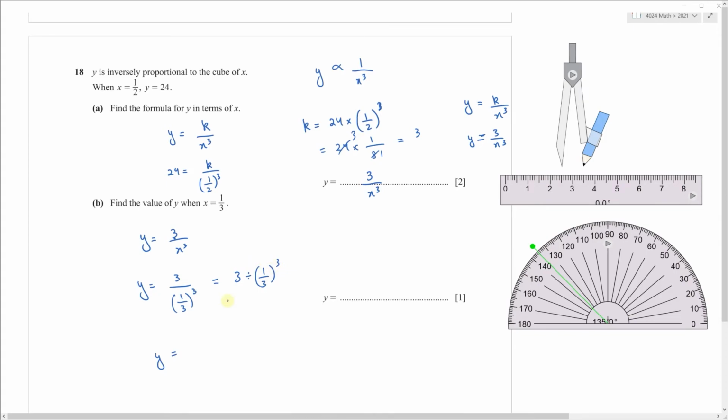So if I open the bracket, I get 1, 3 power 3 is 27. Now if I change this to a multiplication sign, I get 3 into 27. I have to take the reciprocal here. So this will become 81. y equals 81.